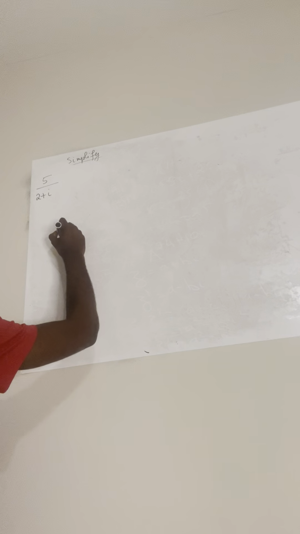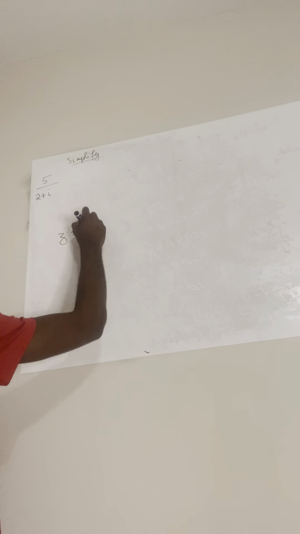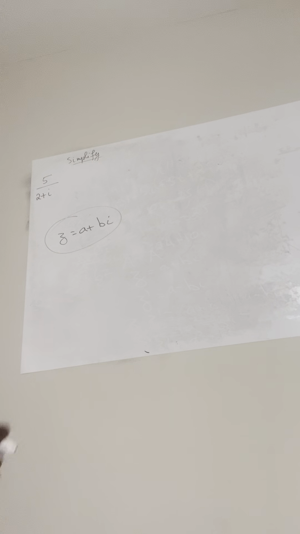Next example, it's a very interesting one. We have 5 over 2 plus i. So when we want to simplify this kind of expression, we have a fraction and we have an i at the bottom. Remember, the final goal is to end up with a complex number in this form: z equals a plus bi.